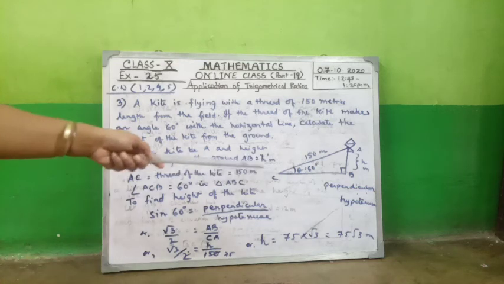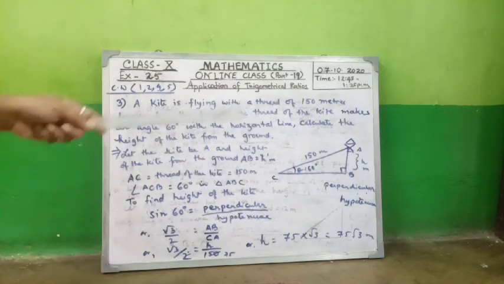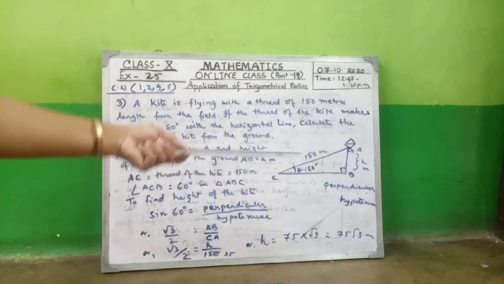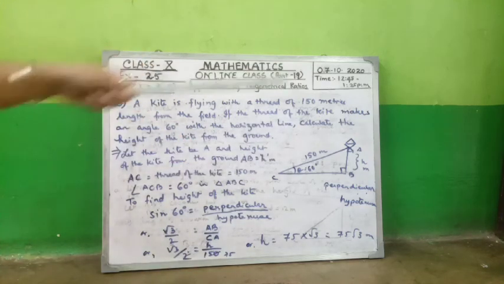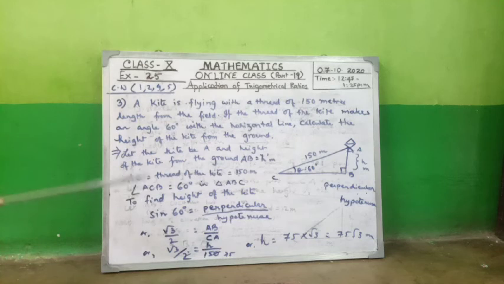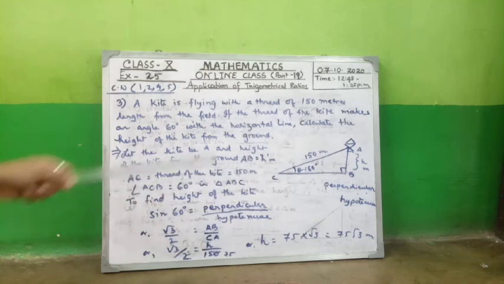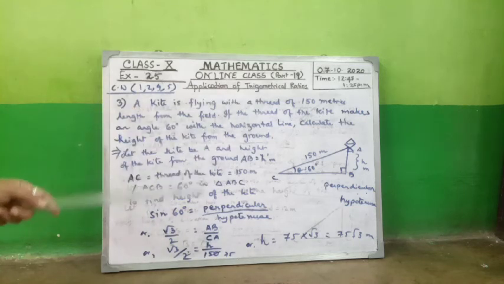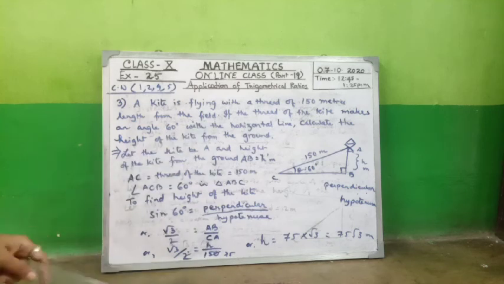Alright, so AB is h meter. AC is the thread of the kite that is given to you. It is given how much? 150 meters. Now it is creating an angle. In this triangle ABC, angle ACB is given. It is creating the angle of elevation, that is 60 degree. You have to find the height of the kite.